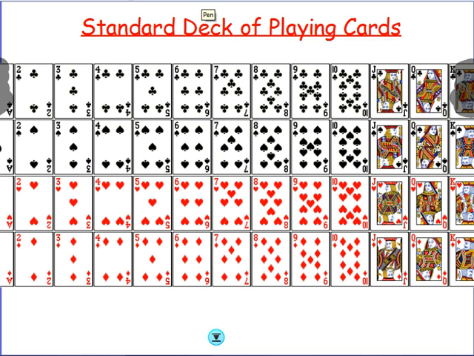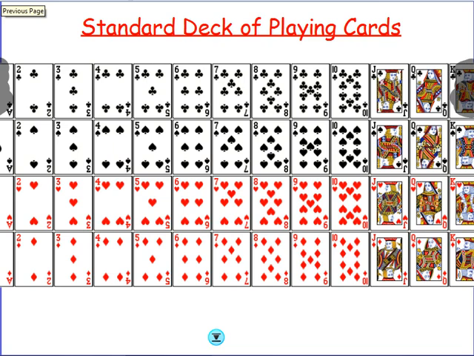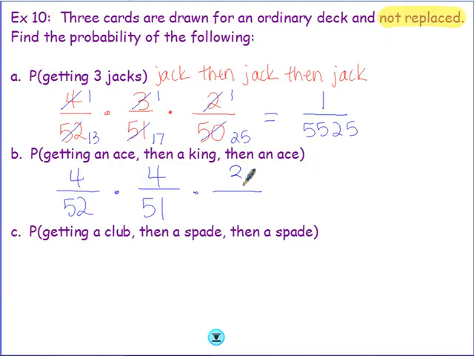Finally, I'm trying to find another ace. Well, as you can see, there's 3 aces still left, but we're down to 50 cards. So 3 out of 50.